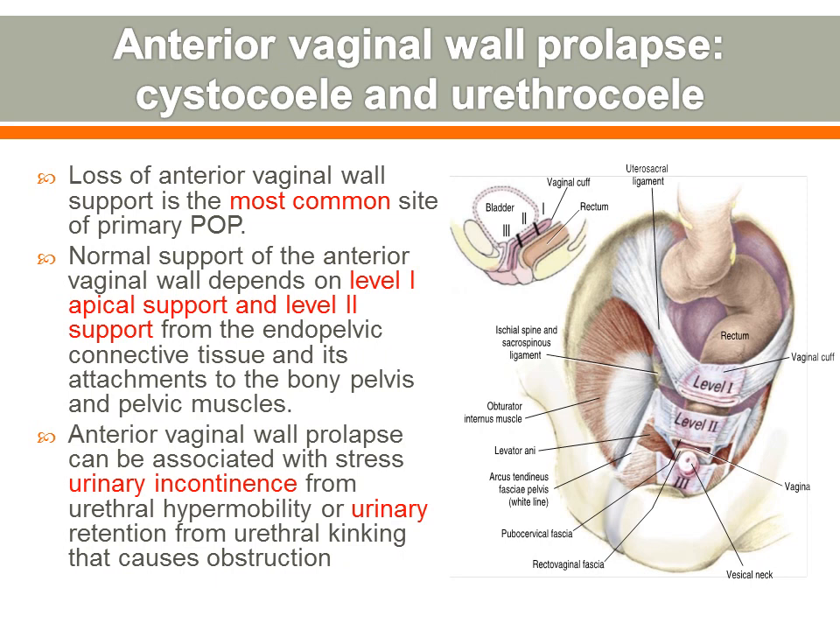Now, for the anterior vaginal wall prolapse, we have here cystocele and urethrocele. The loss of anterior vaginal wall support is the most common site of primary pelvic organ prolapse. Normal support of the anterior vaginal wall depends on level 1 apical support and level 2 support from the endopelvic connective tissue and its attachment to the bony pelvis and pelvic muscles. Anterior vaginal wall prolapse can be associated with stress urinary incontinence from urethral hypermobility or urinary retention from urethral kinking that causes obstruction.